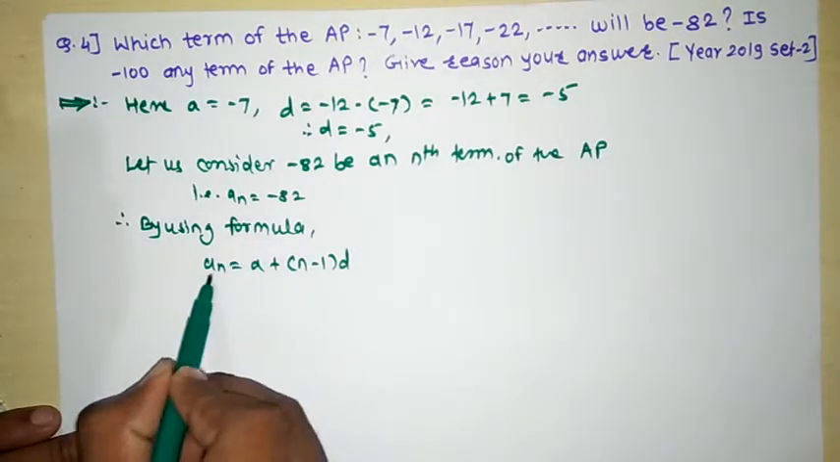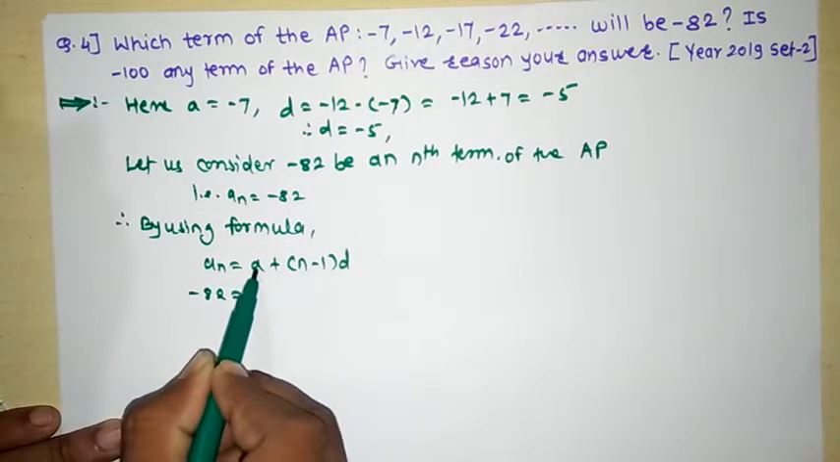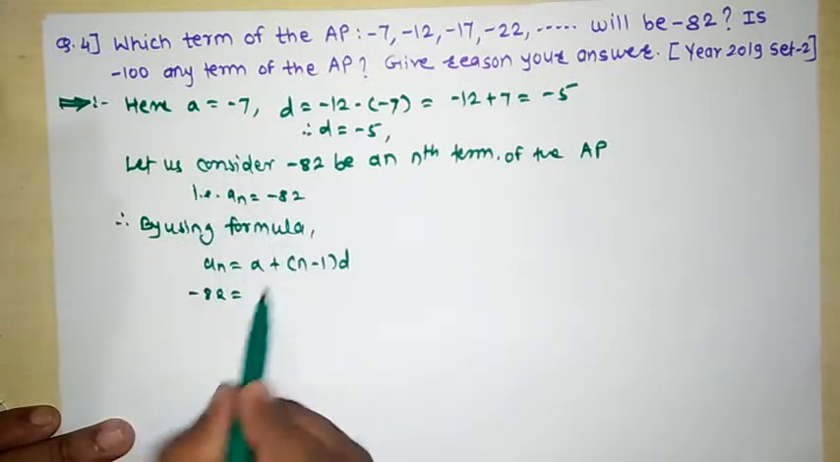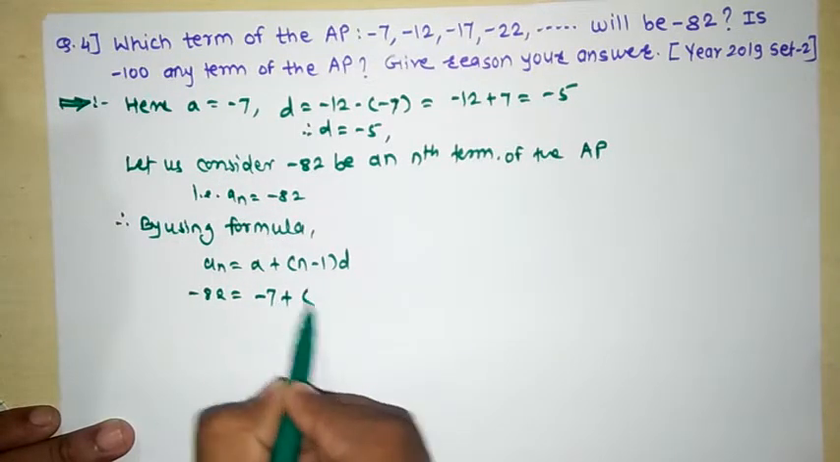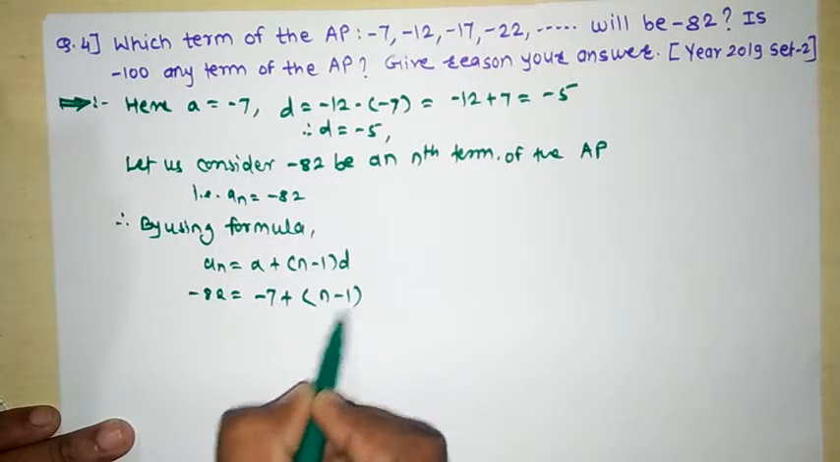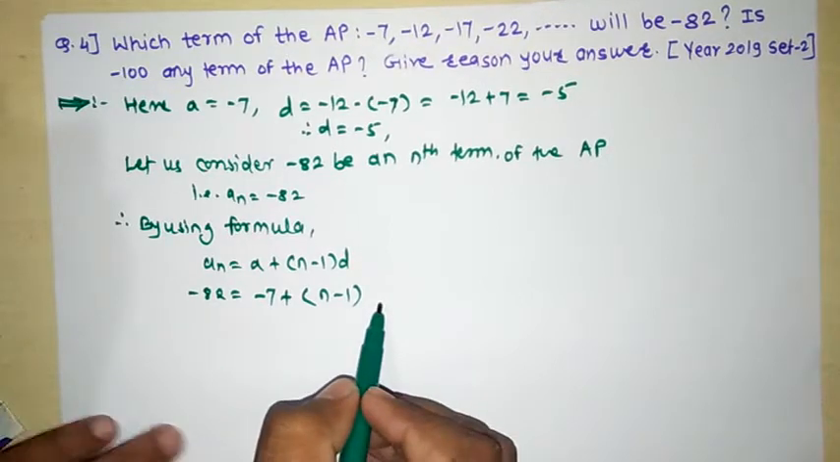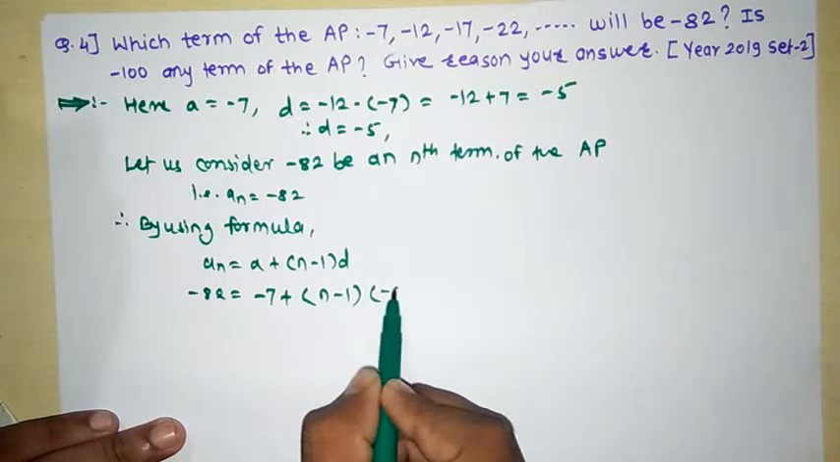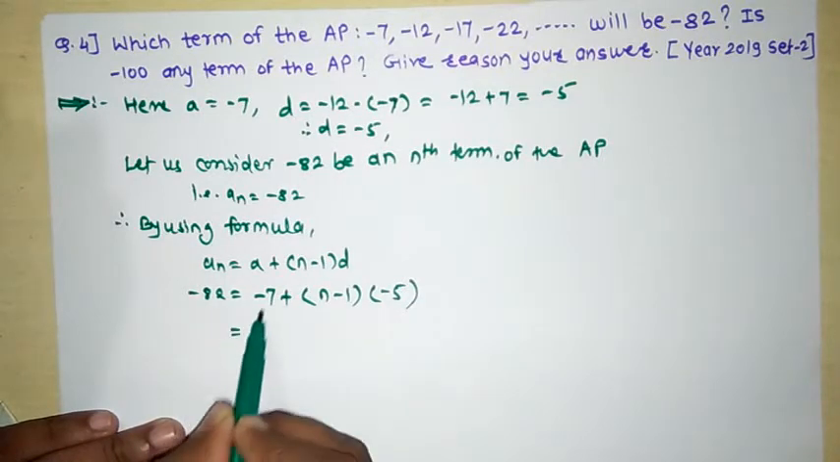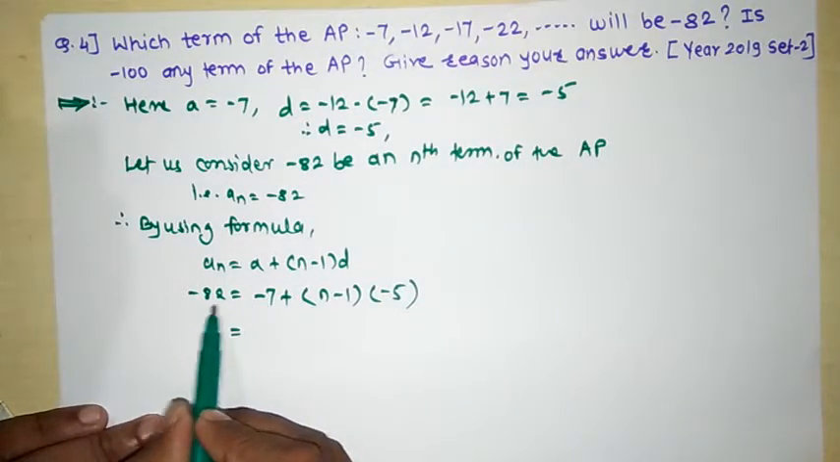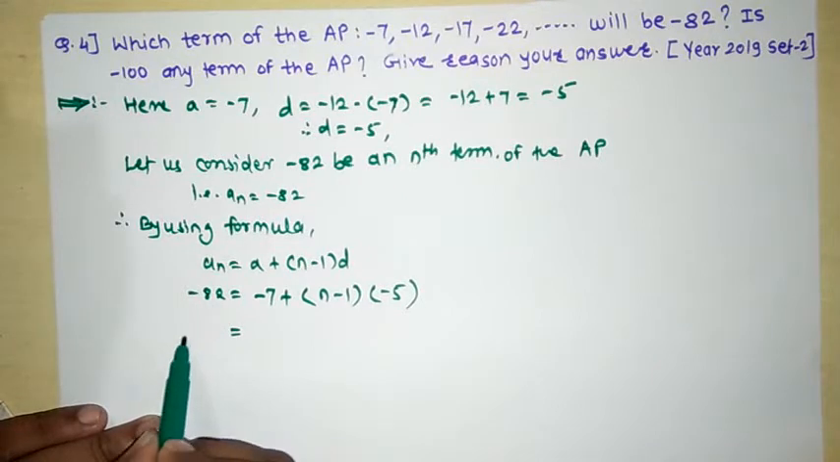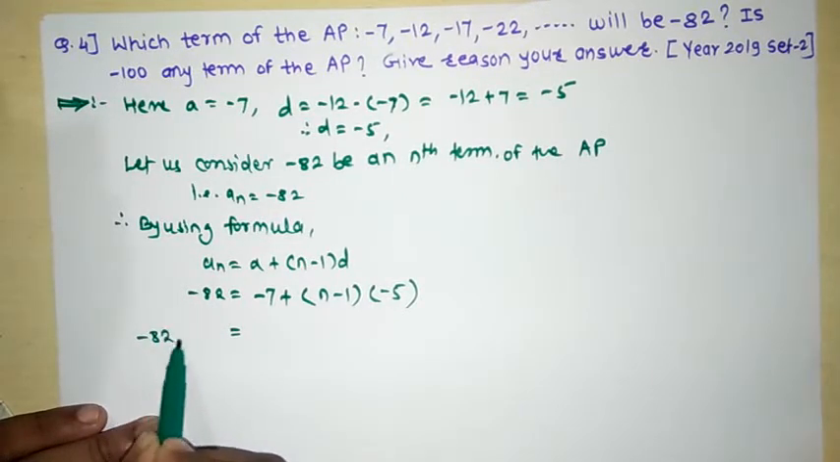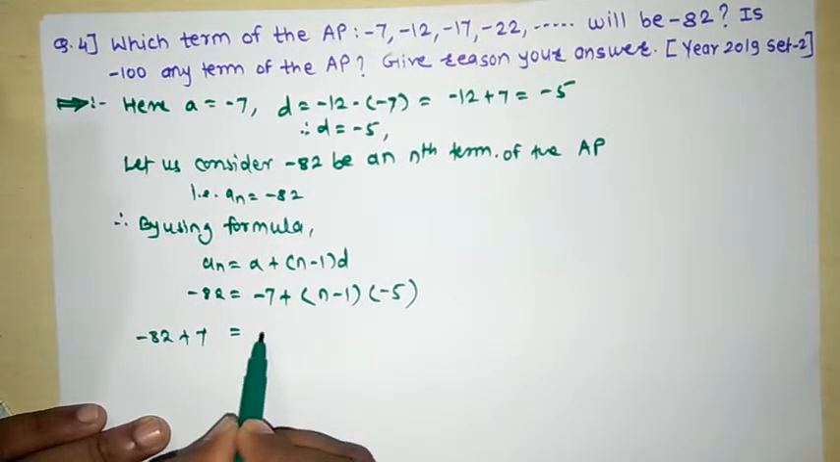Here an is equal to, we know that, minus 82. A, that is the first term. What is the value of first term? Minus 7 plus n minus 1, because n we don't know, which term we have to find here. N minus 1 into d. What is the d here? D is minus 5. Put as it is. Now send this minus 7 towards the left hand side. It will become plus 7, which will be equal to minus 82 plus 7.